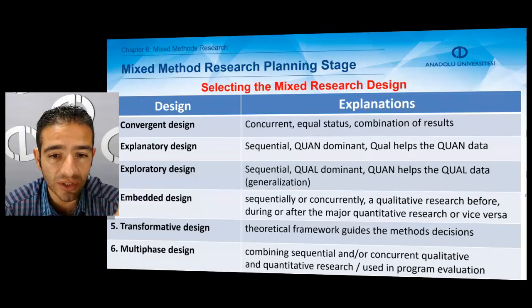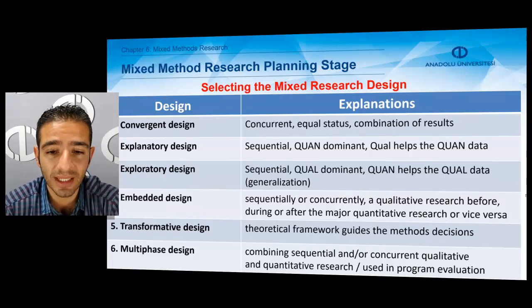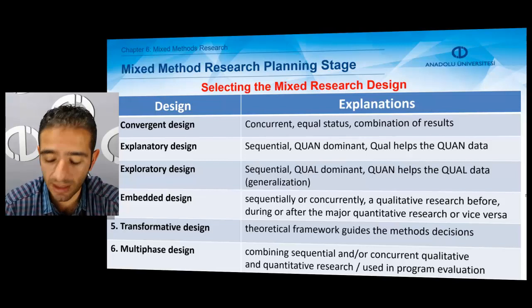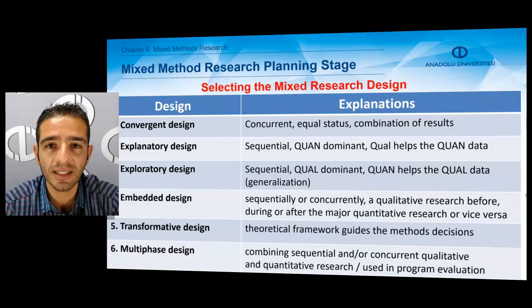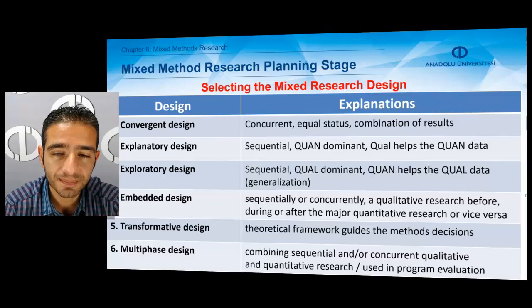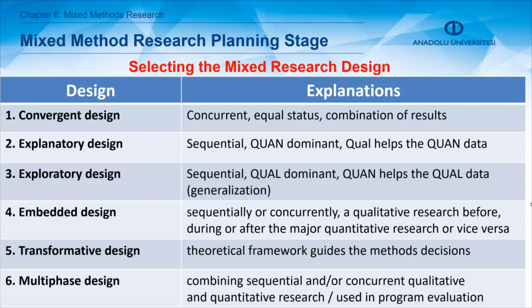The first one is convergent design, in which both data, qualitative and quantitative, are collected concurrently. They are both dominant, they have equal status in your research, and you combine the findings of these 2 data sets together. In the second one, explanatory research design, the data collection process is sequential. First of all, you collect the quantitative data, then you collect qualitative data to enrich your quantitative findings.